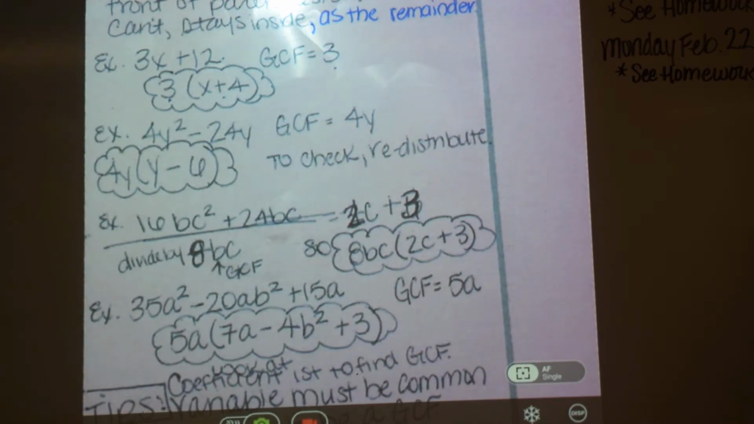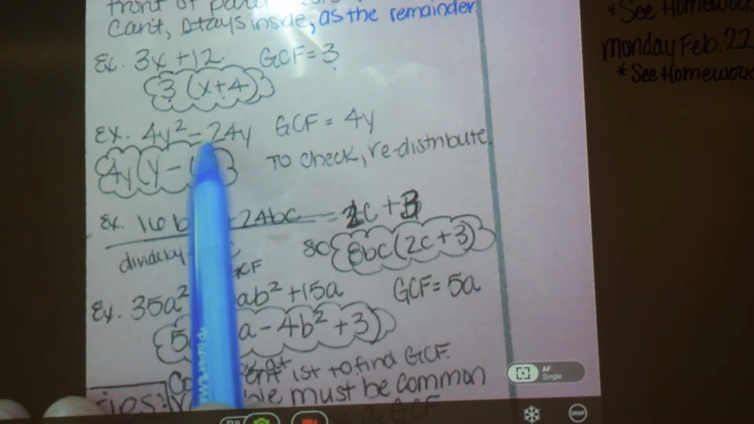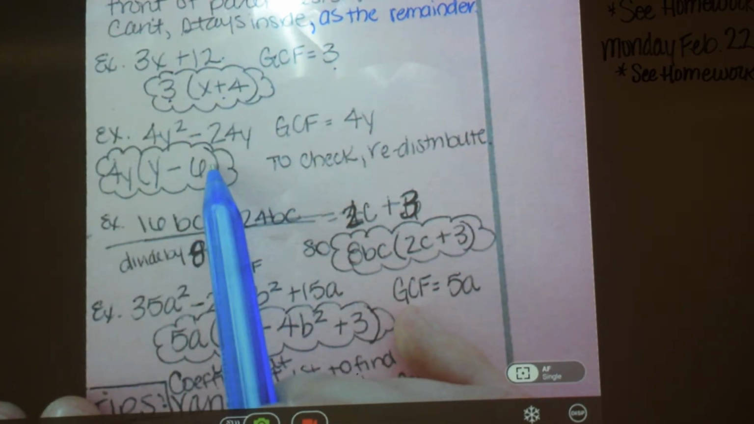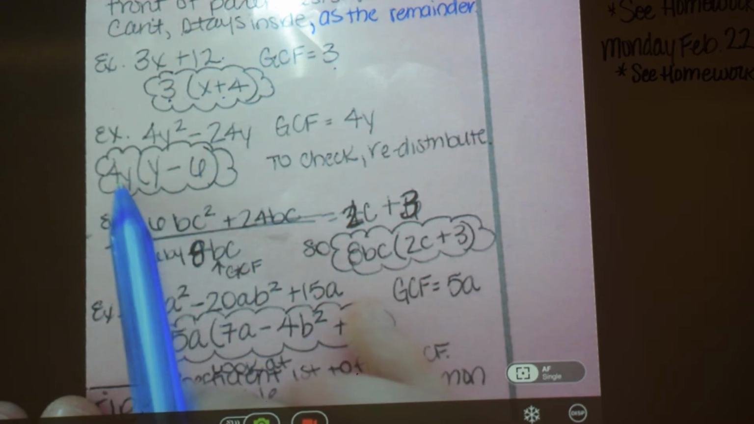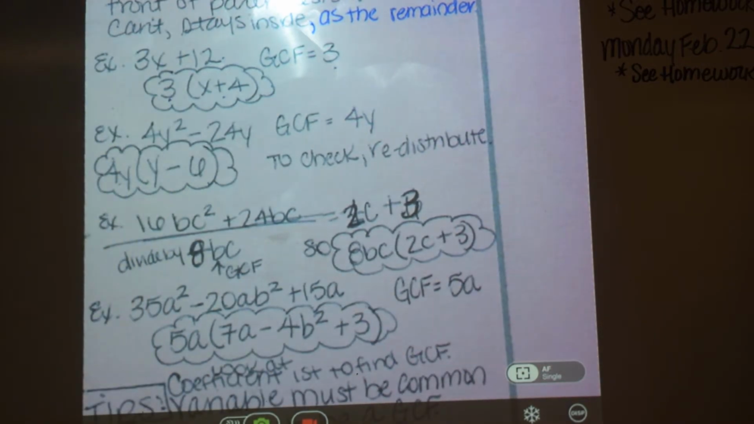So we're going to divide 4y squared minus 24y by 4y, and we're going to get y minus 6. So that's your remainder, and the 4y is your greatest common factor. And again, to check, we're going to redistribute it and see that we end up with what we started with.